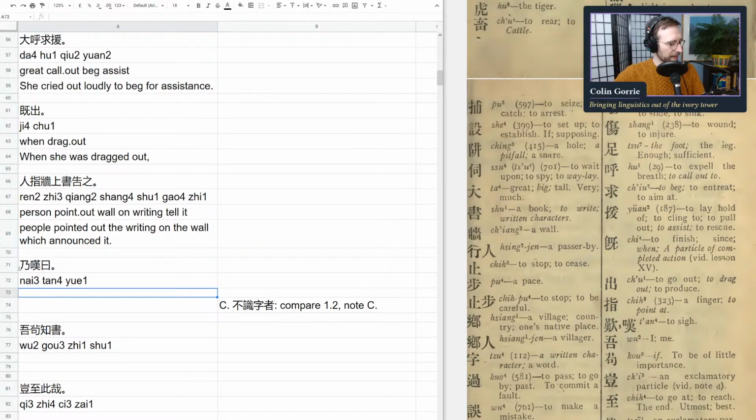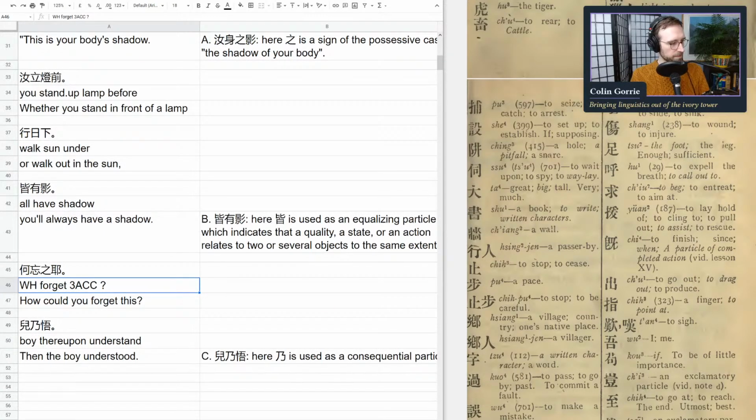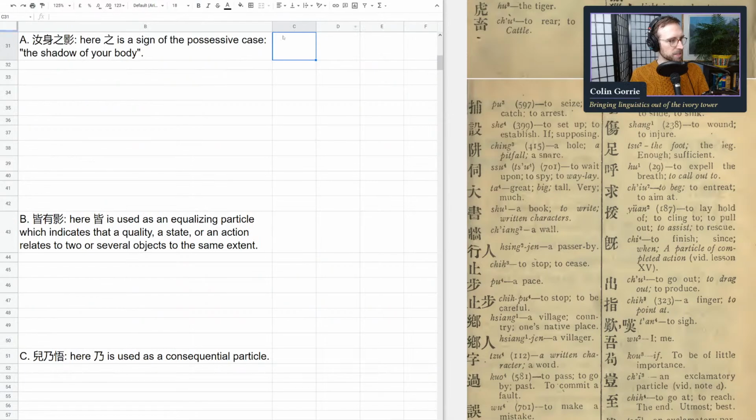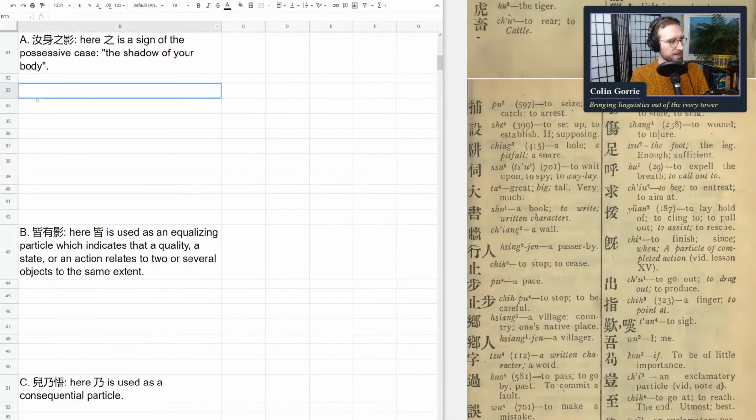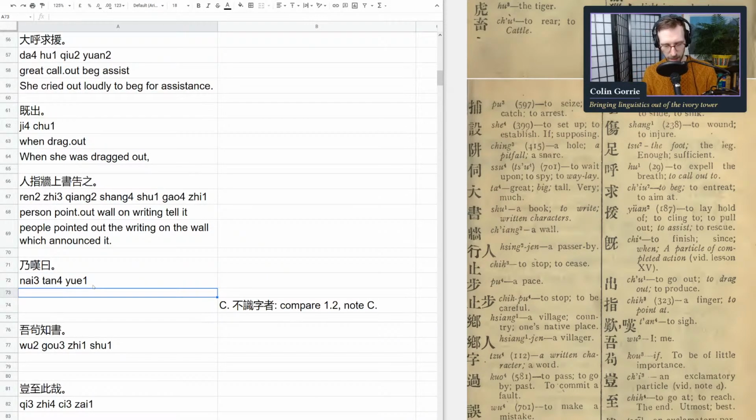And then we have another little bit. Hello, Adam. Welcome. Then we have another little bit. 乃探约. And I remember this 乃 was something like then. Which, if we go to our note C of lesson 1.2, where is it? It is used as a... We gotta just adjust this. A consequential particle. So we translated it as, or we glossed it as thereupon, translated it as then. So we can just take the same strategy. Thereupon, tan, to sigh.